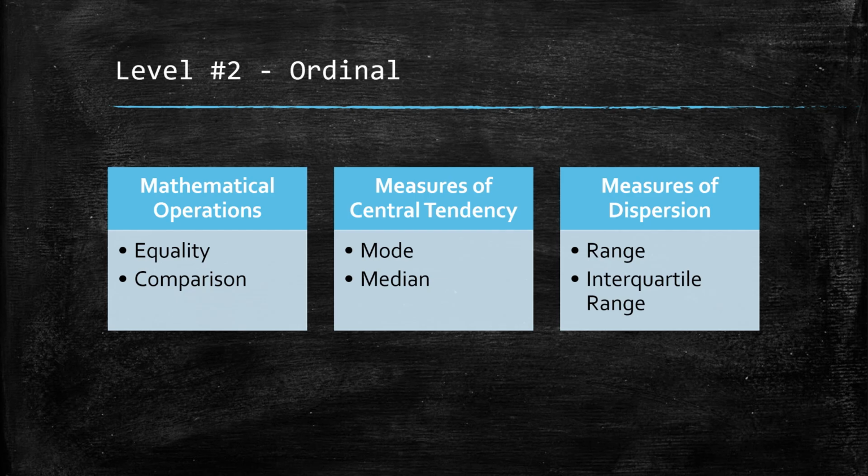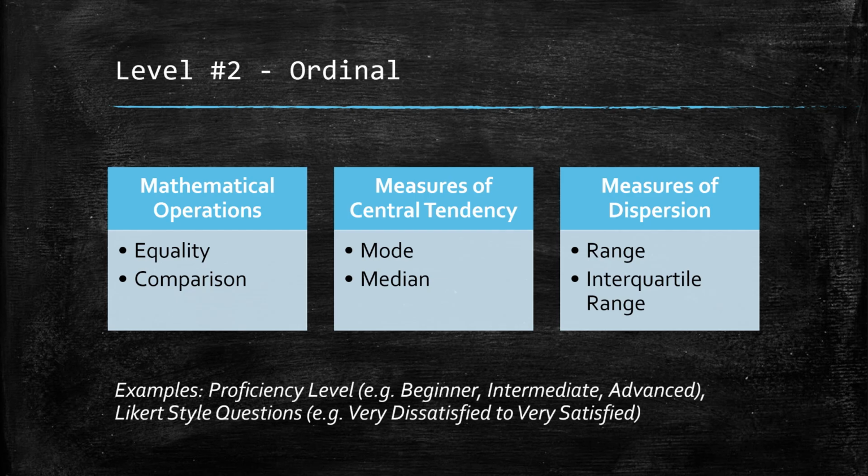Now, what are examples of ordinal data? Well, you have proficiency level, beginner, intermediate, advanced. Of course, as you ascend from a beginner to an advanced practitioner, there is a certain directionality there. And the Likert style questions are ones that you answered, I'm sure, in at least one survey in your life. It's the very dissatisfied to very satisfied. And sometimes they'll put a number on there, which leads me to my next point.